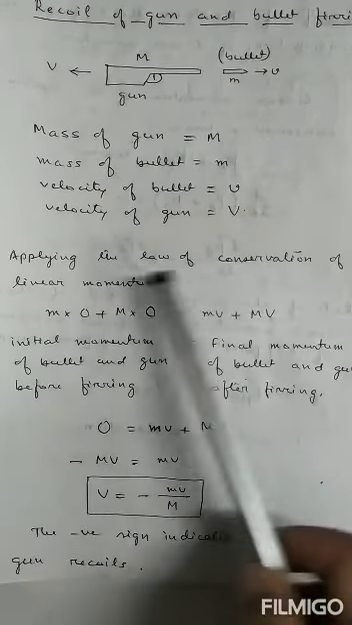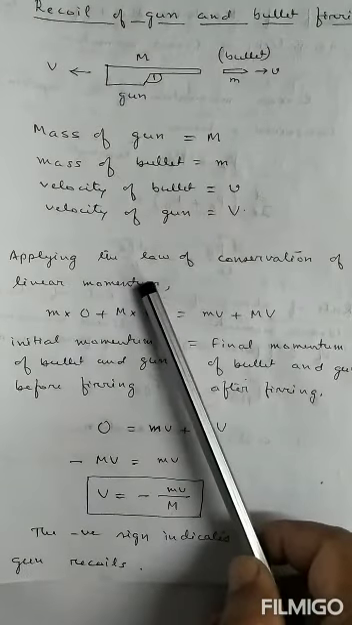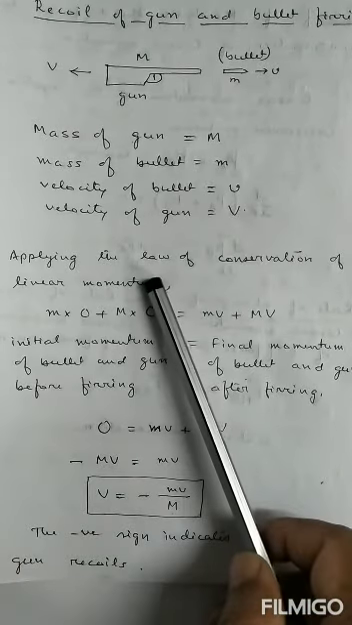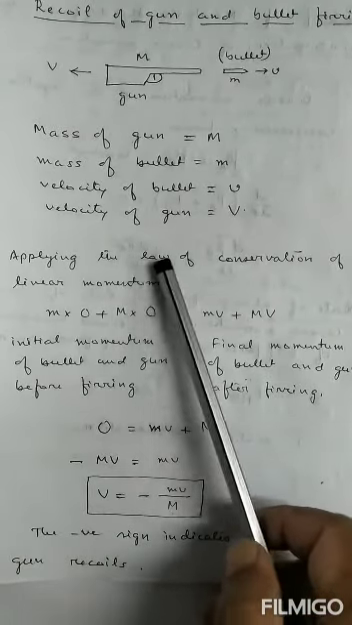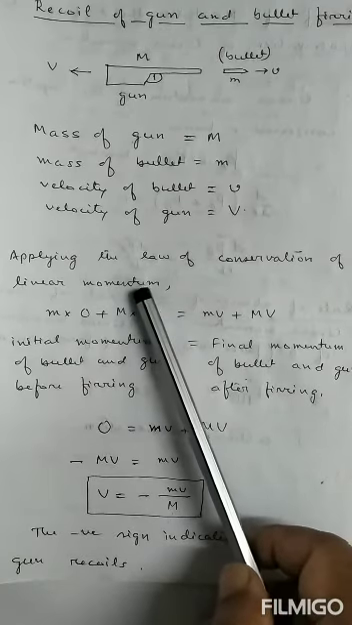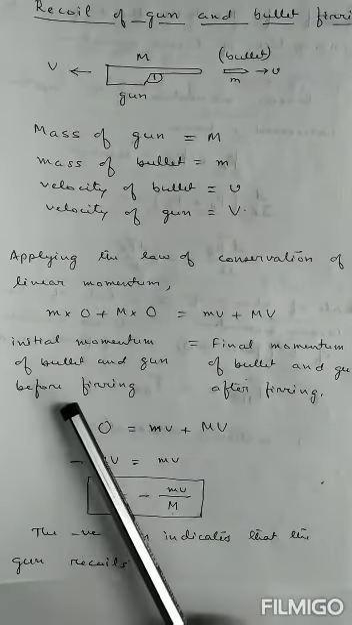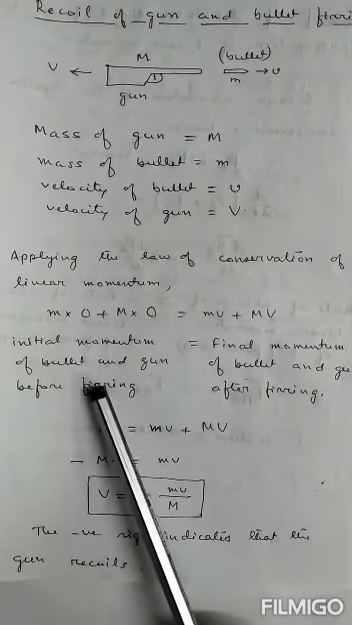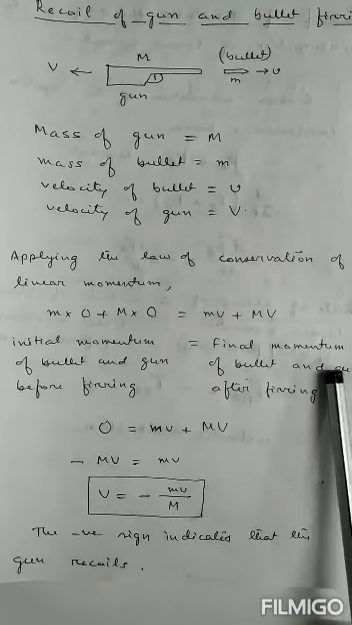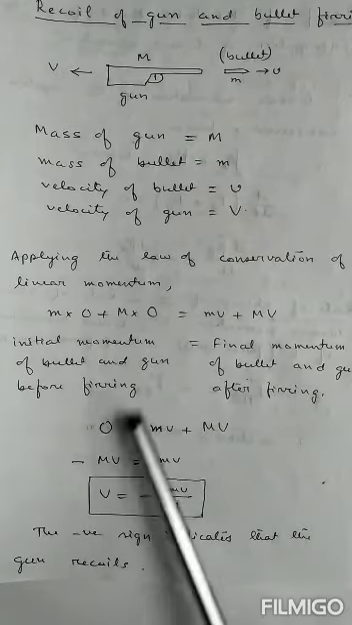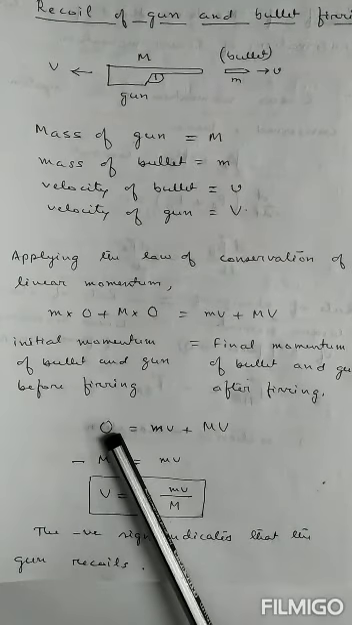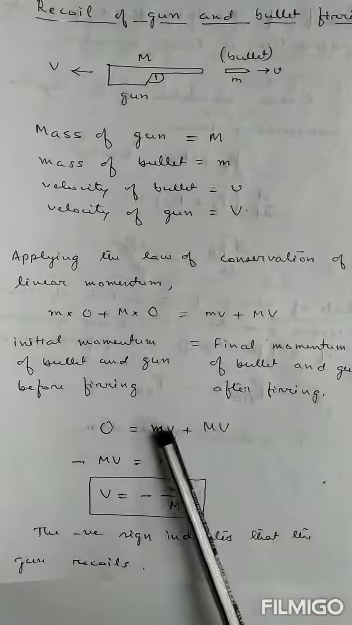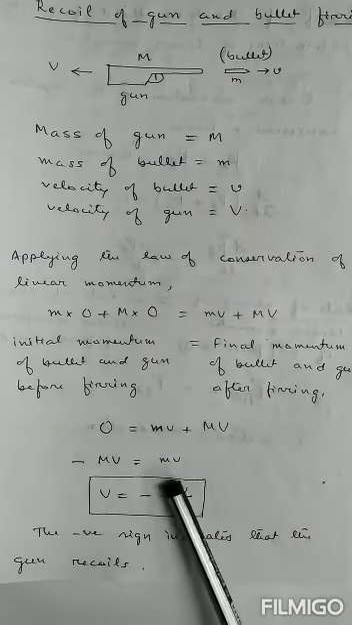What is the law of conservation of linear momentum? It states that in absence of external force, initial momentum of gun and bullet is equal to final momentum of gun and bullet. Initial momentum of gun and bullet is 0. Final momentum of gun and bullet is small m small v plus capital M capital V.